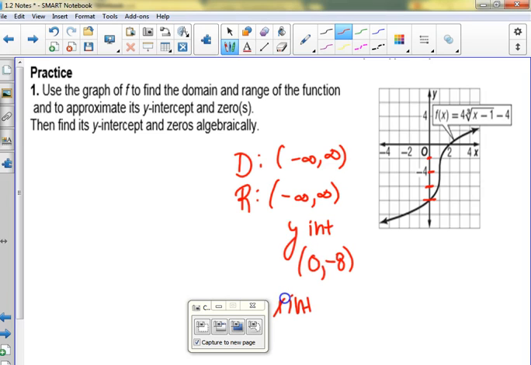X-intercept appears to be 2. Okay, we could check that by just typing it in, right? 2 minus 1 is 1. The cube root of 1 is 1. 1 times 4 minus 4 is 0. All right, moving on.